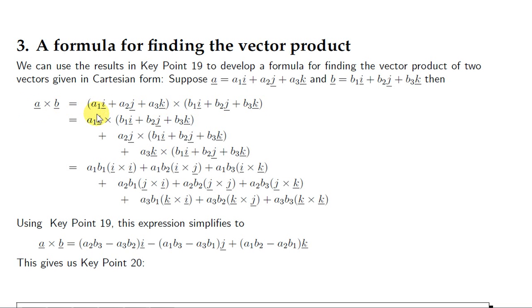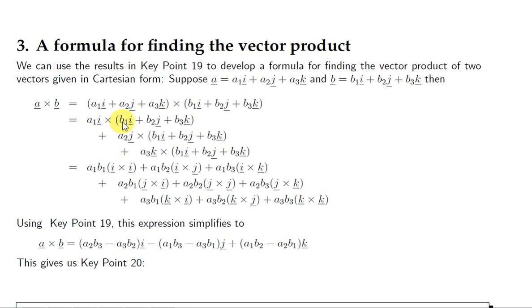Now it turns out that the cross product is distributive over the addition of vectors. I won't prove that in this video. So we can take the first term in here, which is a1i, and get the cross product of it with each of the terms of vector B. So that's what we have here. Then we can take the next term of vector A, a2j, and get the cross product of it with vector B, and finally the a3k term, get the cross product with that, and we can break that down further.